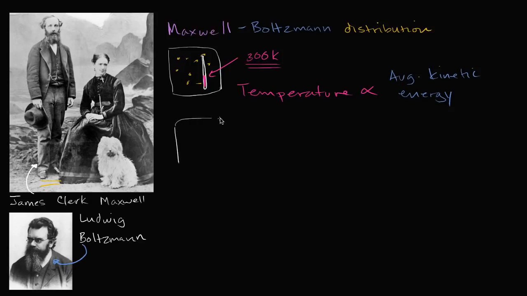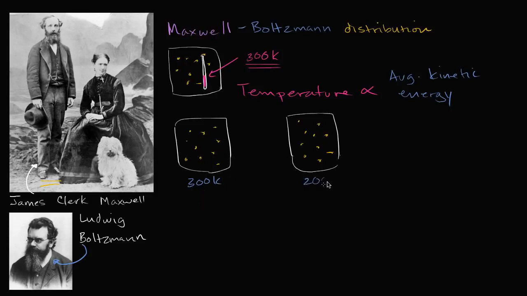So let's say that I have two containers right over here. And let's say they have the same number of molecules of nitrogen gas, and I'm just going to draw 10 here. This obviously is not realistic; you'd have many, many more molecules. And let's say we know that the temperature of this system is 300 Kelvin, and the temperature of this system is 200 Kelvin.